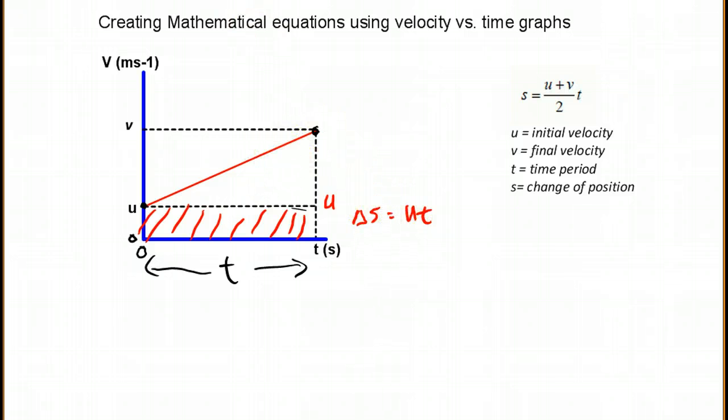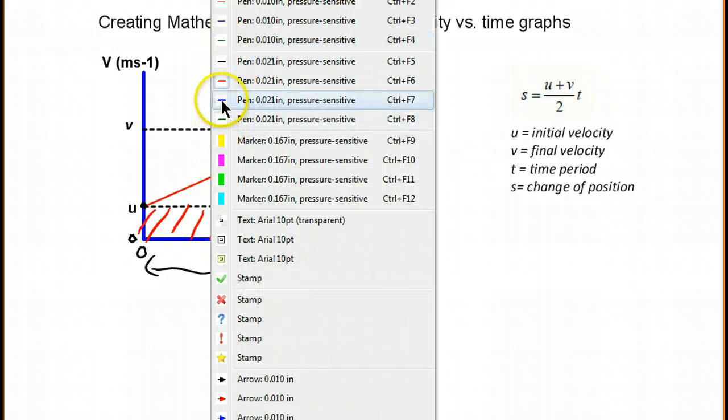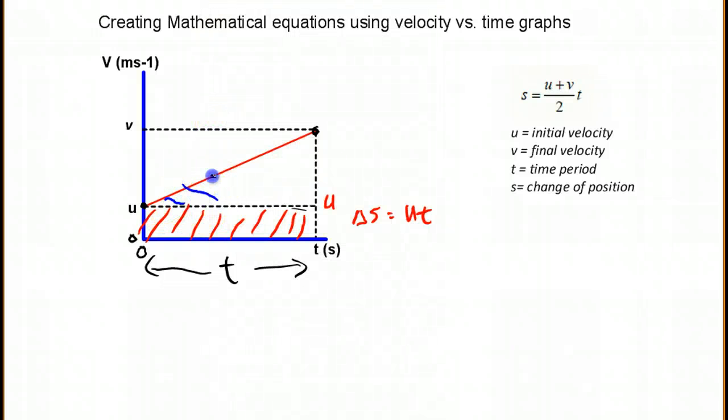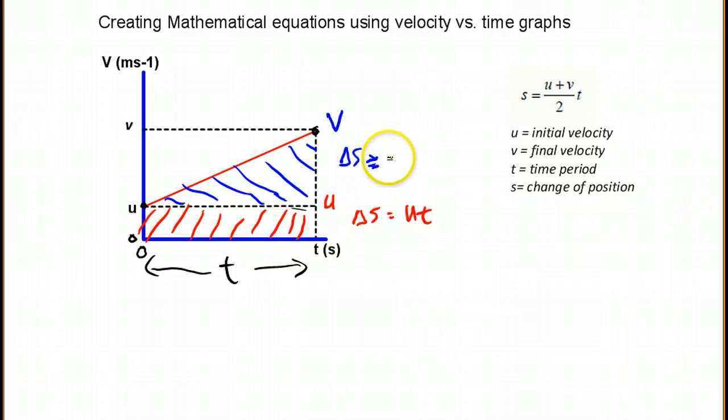Now the other section is a triangle, which is here, and this is v up top, it's u down below. So the area for a triangle, which is also going to be delta s, but a different distance or displacement from our first one, is 1/2 of the base times the height. That's 1/2 of v minus u times t. If this is u and this is v, then this distance is v minus u.